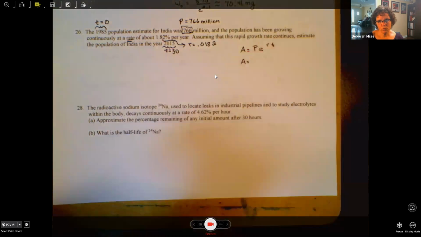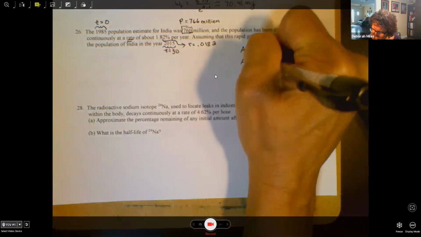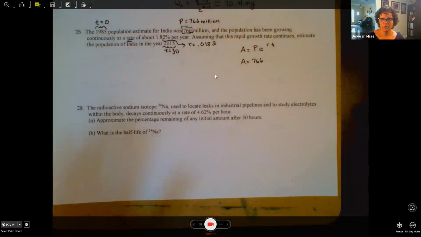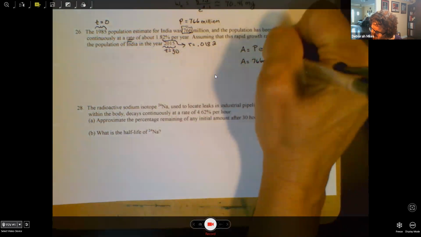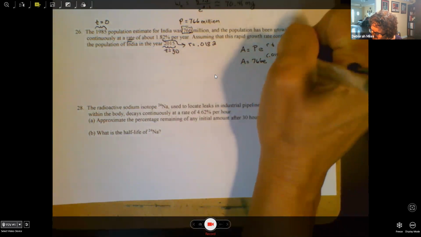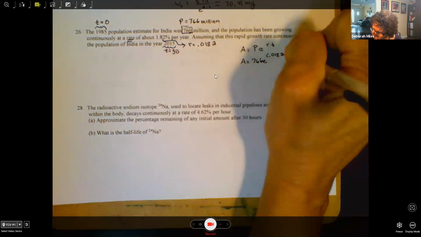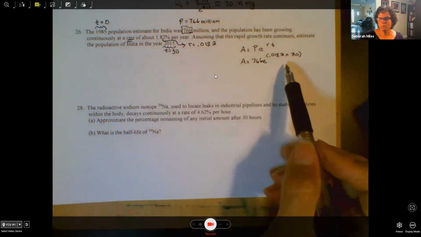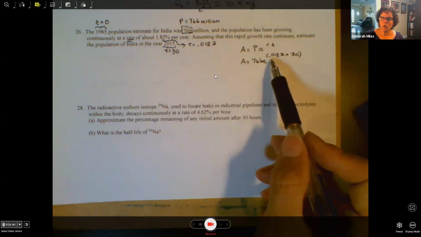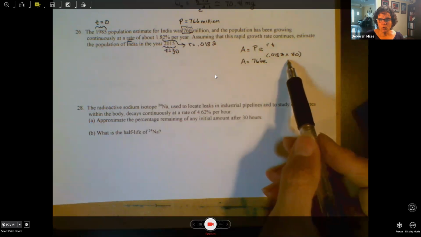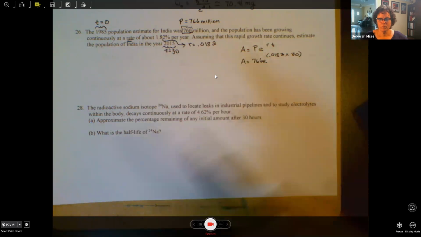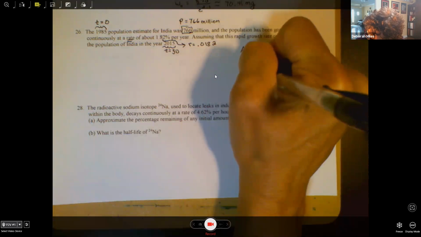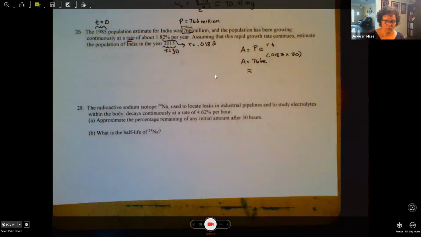The amount of people would be 766, I'm just going to keep up with the word million, times e to the 0.0182 times 30. And I have that exponent in parentheses to make sure that my calculator does the 0.0182 times 30 before it raises e to that power. Now I'm going to punch that on my calculator and then make sure I put the word million back on my answer.